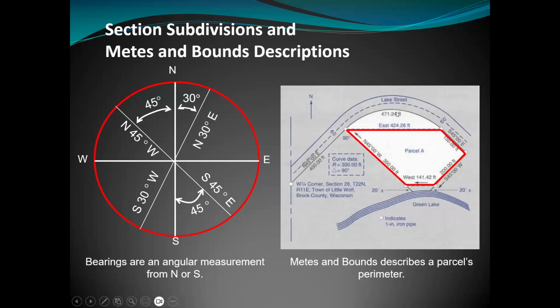So here they would say, east, 424.26 feet, and then bearing at 45 degrees southeast, for 150 feet, and then bearing 45 degrees southwest for 200 feet, then bearing west for 141.42 feet, and then bearing north at 45 degrees for 350 feet. So a meets and bounds will define an area and bring it back to the starting point. Never the real nice 45-degree angles, but yeah, meets and bounds is a little more archaic, a little more difficult, usually in much smaller subdivisions.